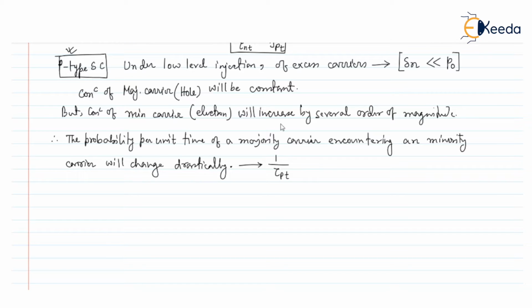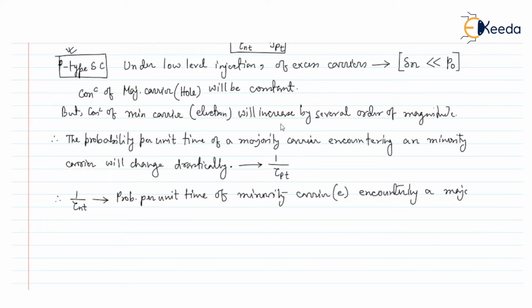So we can say that 1 by tau n0 will be the probability per unit time of a minority carrier, and in this case the minority carrier is the electron because we are considering a p-type semiconductor, encountering a majority carrier, that is the holes for this case, will be constant, because the majority carrier concentration is not changing drastically. Only the minority carrier concentration changes drastically. This happens for the p-type semiconductor.